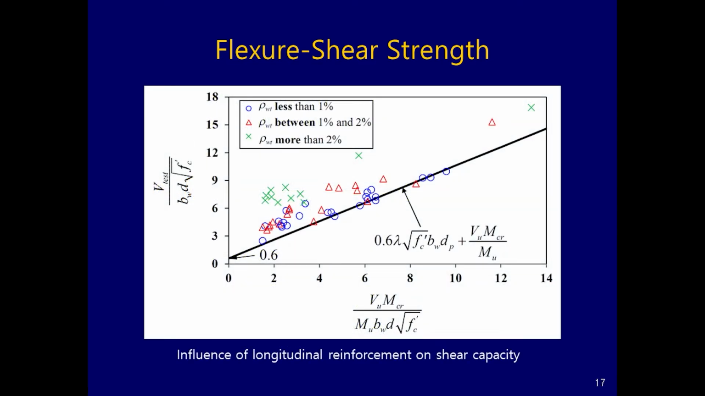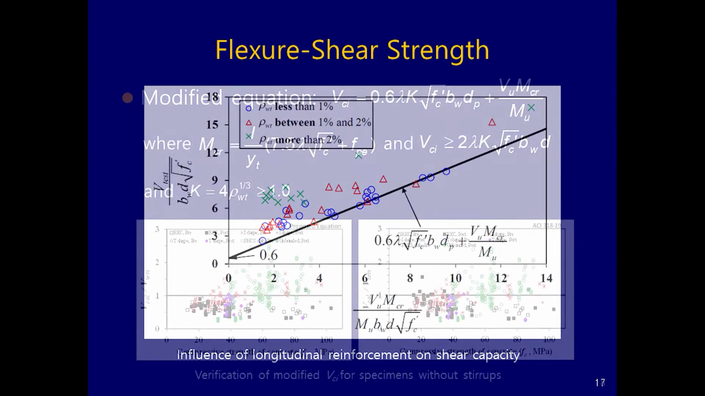So here, you see the effect of the longitudinal reinforcement amount on the shear capacity. Clearly there's a relation, because you see that the green parts are much higher than the blue parts or red triangles.